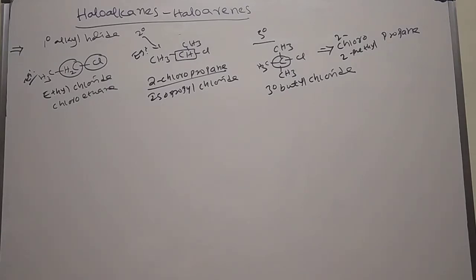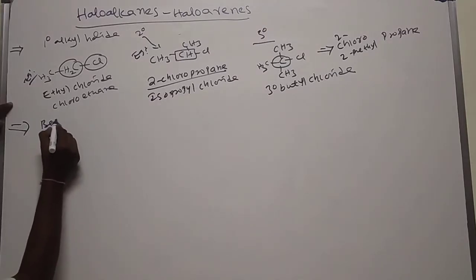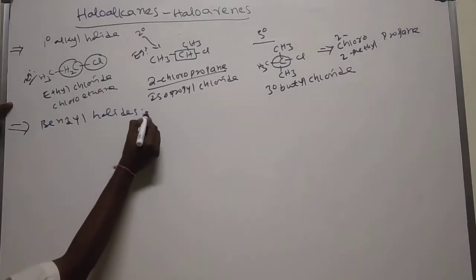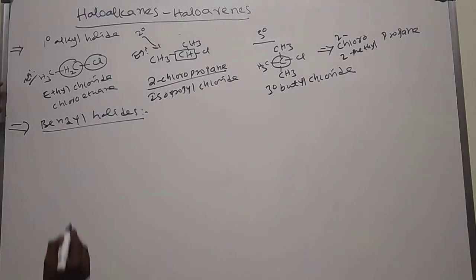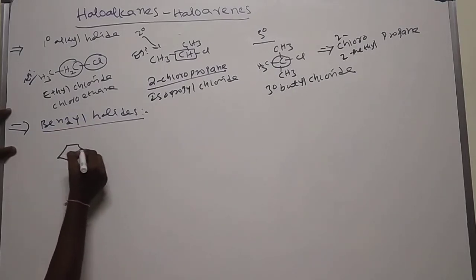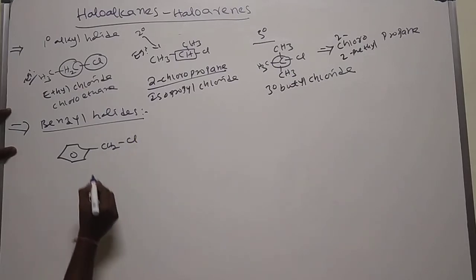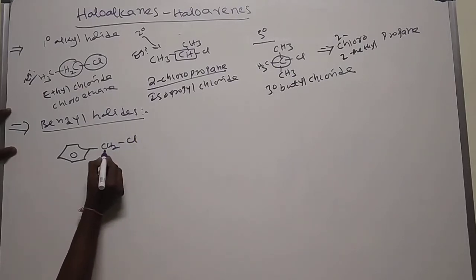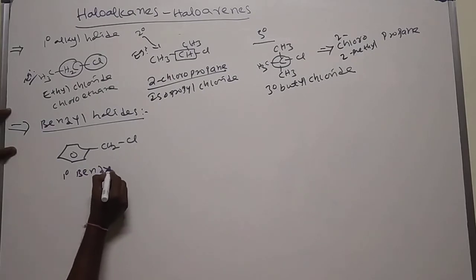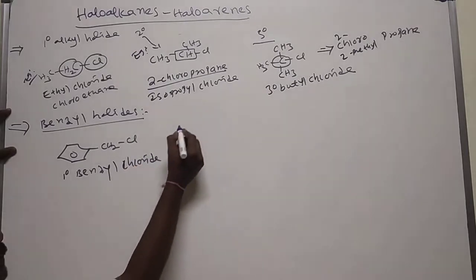Primary, secondary, tertiary alkyl halides. Then we'll see the benzyl halides. What are the benzyl halides? Primary, secondary, tertiary benzyl halides. This is benzyl chloride. Over here, chlorine is attached to the primary carbon, so it is a primary benzyl halide, primary benzyl chloride.